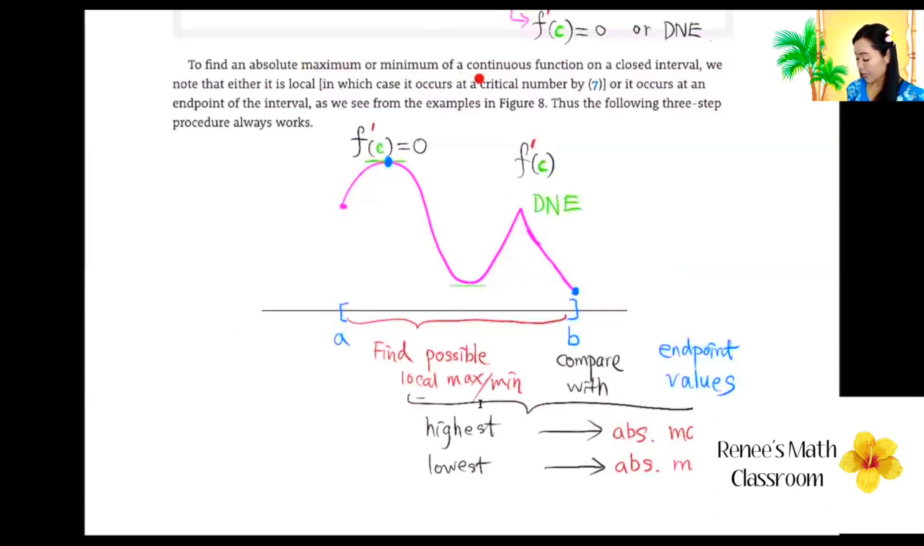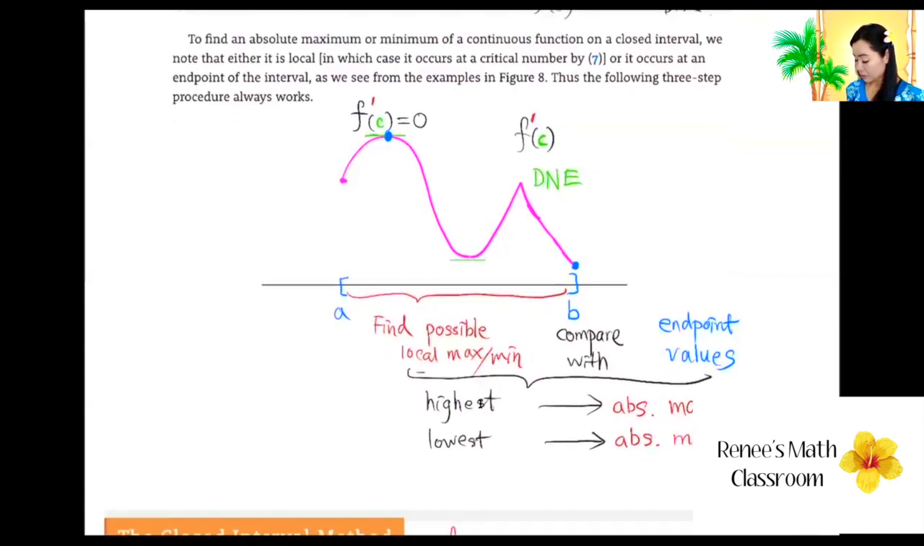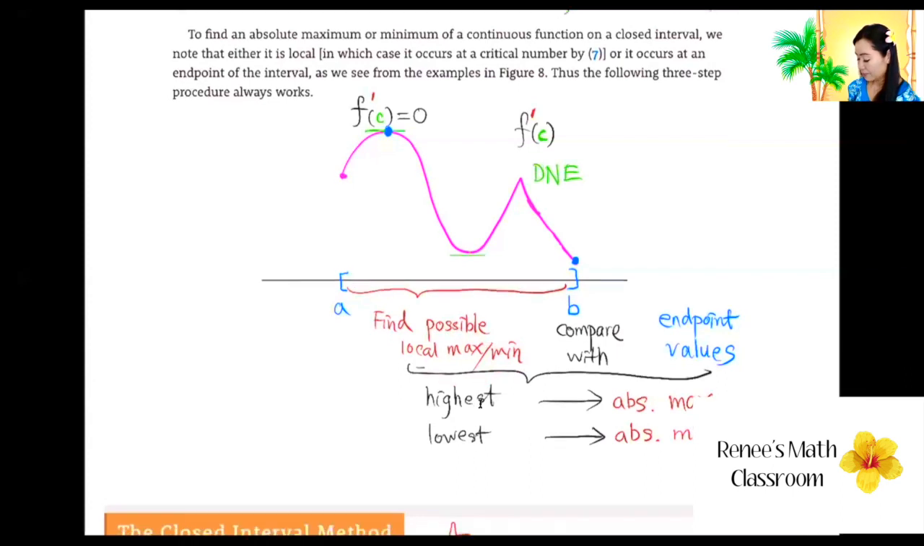To find the absolute max and absolute minimum of a continuous function on a closed interval, the way you do it is you try to find possible local max and local min inside this closed interval. You look for potential local max or local min, and then you compare those function values with the endpoint function values. The highest one is the absolute max, and the lowest one is the absolute min.